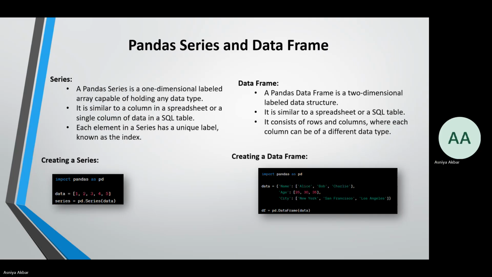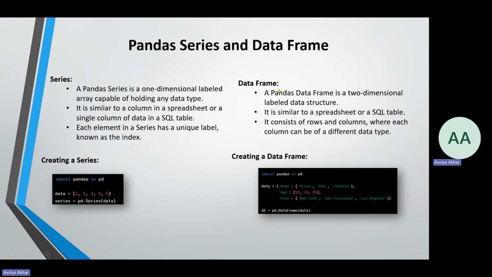So let's understand the differences between them. Now we've understood what both are. The differences between series and data frame: series is one dimensional and data frame is two dimensional. And series is usually one single column. It is going to have a row label and a column value.